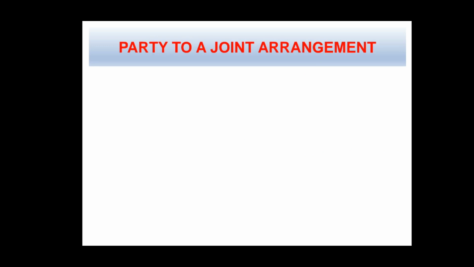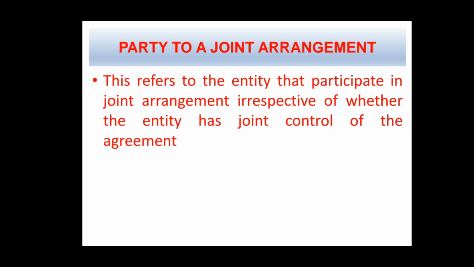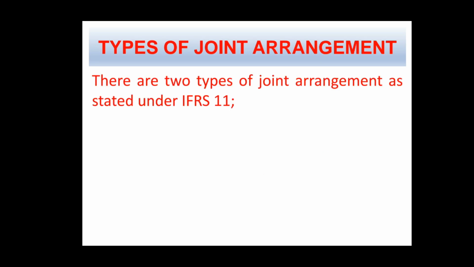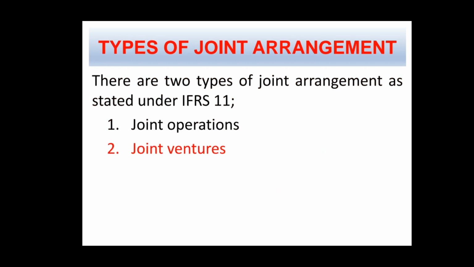So who are the parties to a joint arrangement? Parties to a joint arrangement refers to the entity that participates in a joint arrangement, irrespective of whether the entity has joint control of the arrangement. So types of joint arrangement. There are two types of joint arrangement as specified under IFRS 11 by the IASB. The first one is joint operation, while the second one is joint venture. So we will be taking them one after the other.